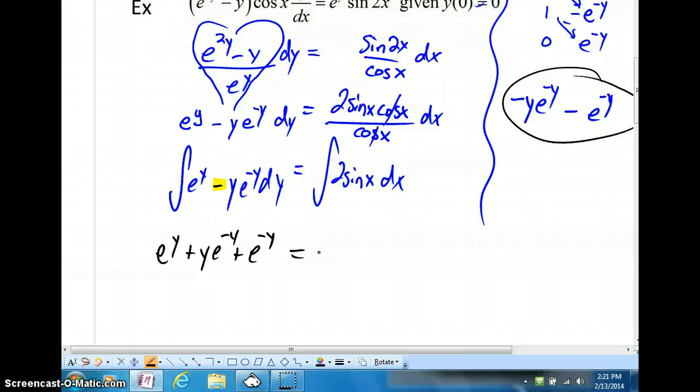How about the antiderivative of 2 sine of x? That just becomes, what's that?